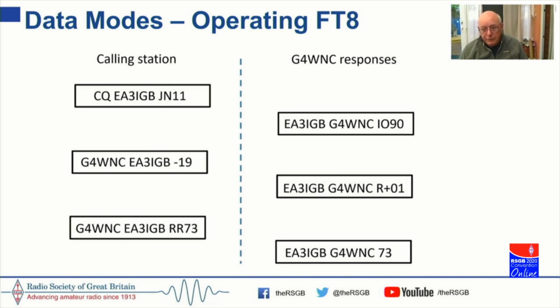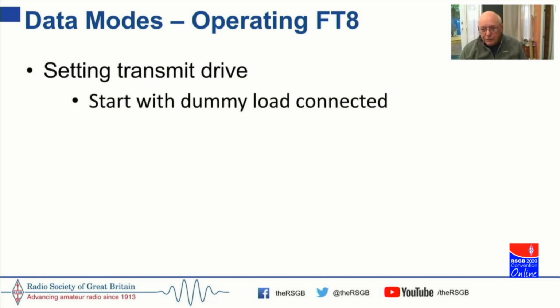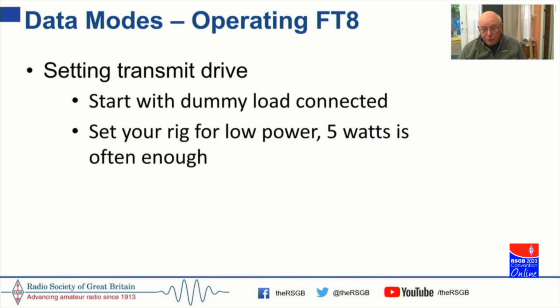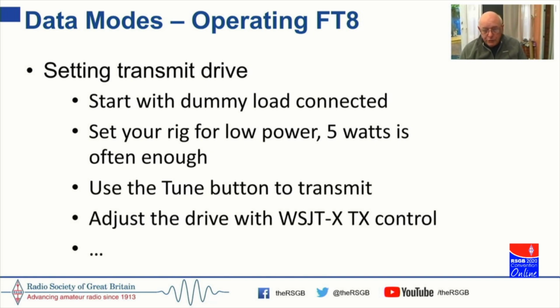So all I have to do is double click on the station I want to call, and it will generate these messages and actually track the call through automatically. So a couple of things to be wary of. It's very important to set your transmit drive levels correctly. So start with a dummy load connected. Set your rig for low power. 5 watts is usually enough for FT8. And use the tune button to transmit. And then you adjust the drive with the transmit control on WSJT-X.